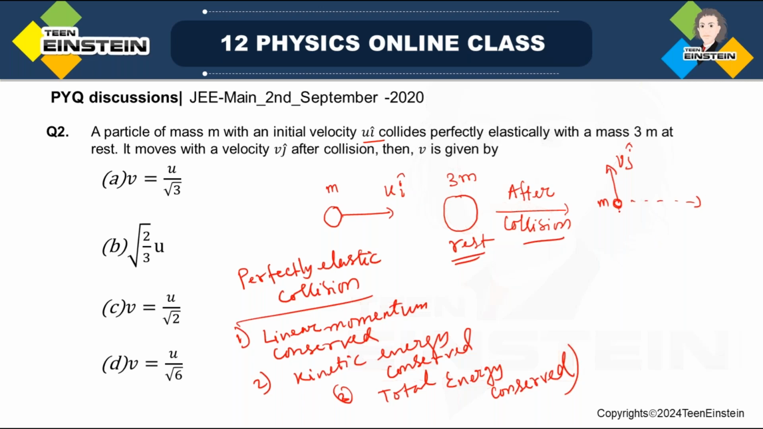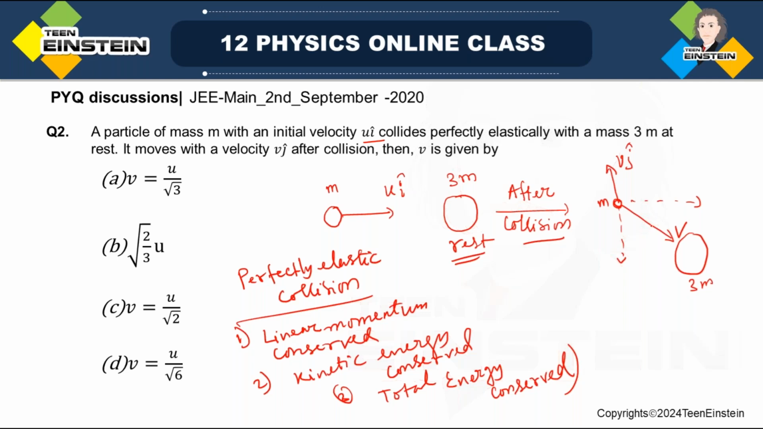So look, if I draw this axis system, it has to move in some direction like this. This 3m has to move in this direction with a certain velocity, say capital V.